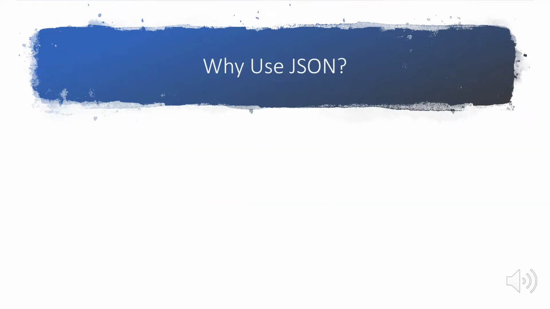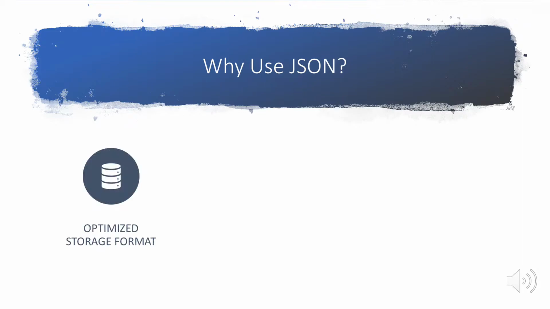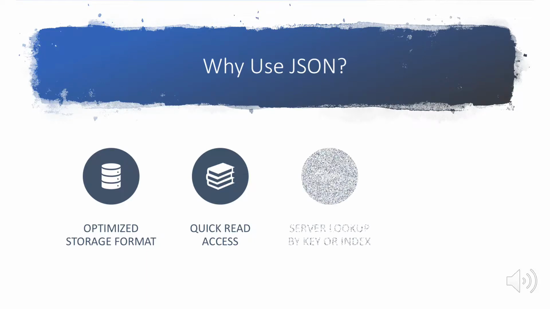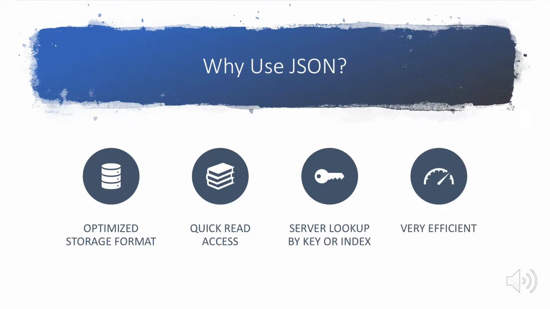So why do we use JSON? Well, this optimized storage format allows for quick read access to document elements, which enables the server to look up values directly by key or array index without having to read all of the other values in the document. This makes the JSON data type incredibly efficient.